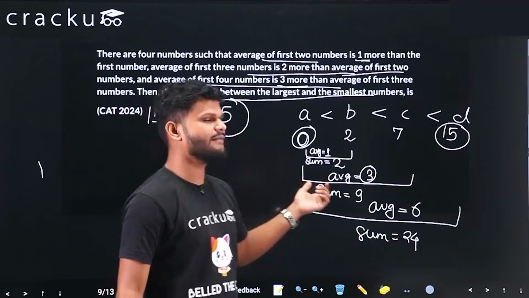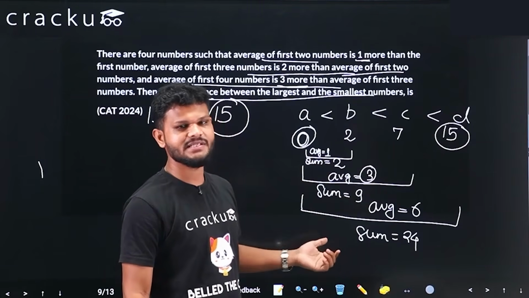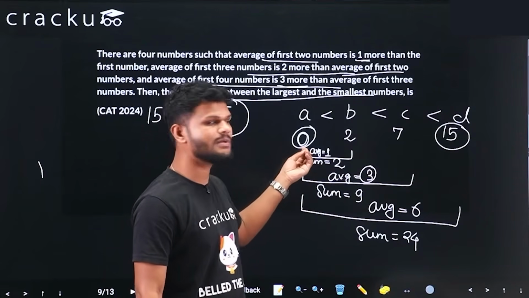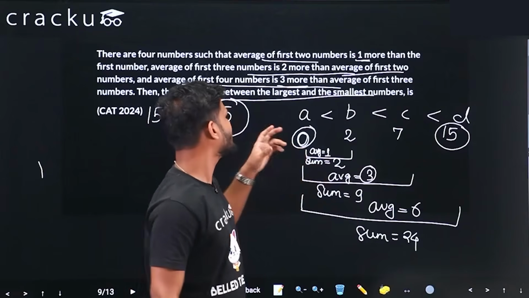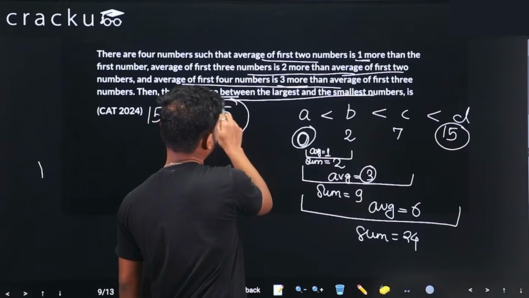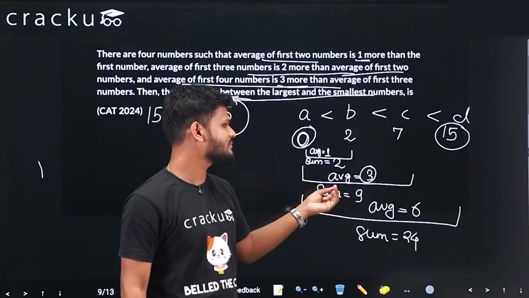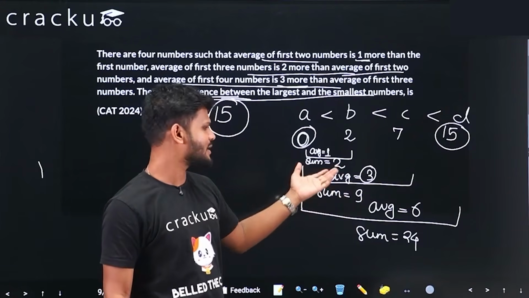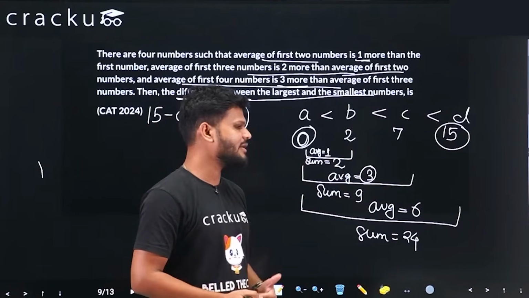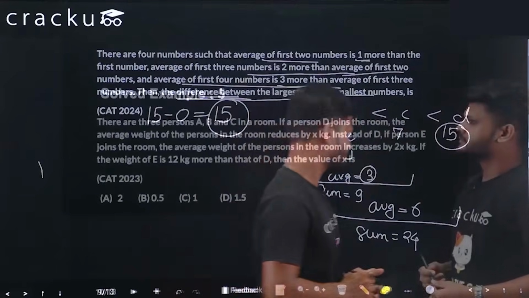Did we assume any variables or did we write any equations here? No, we just assumed a very simple value because we were asked the difference at the end. And hence we solved this question very easily. Under some 30 seconds like that, you can solve this question. So now let us look at the next question.